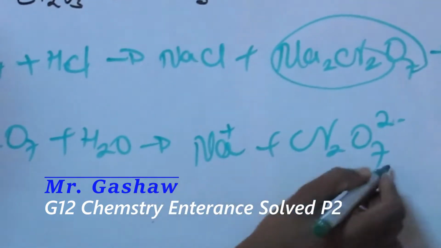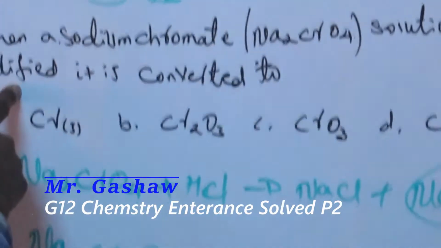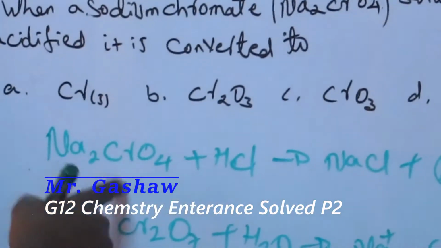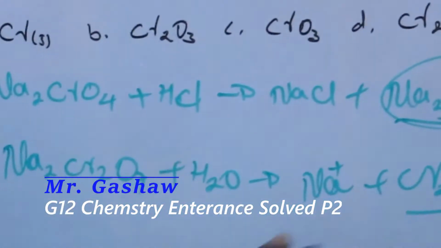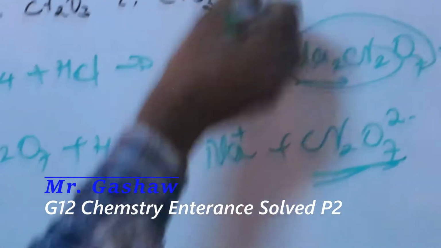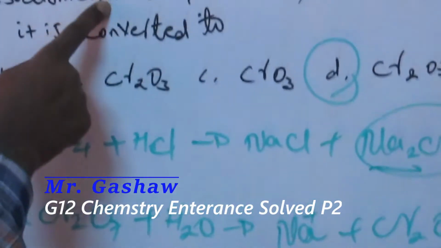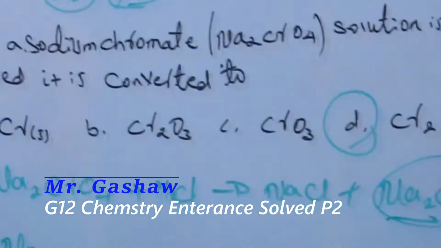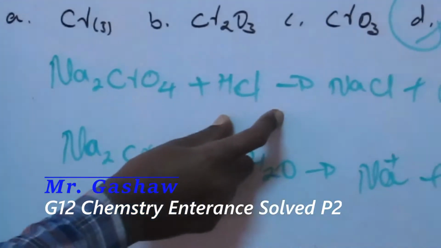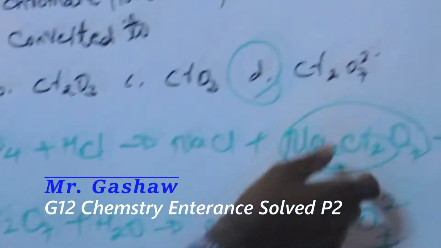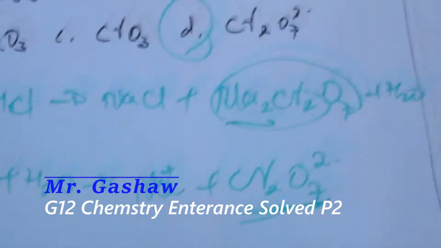So from this one, when sodium chromate solutions are acidified, they are converted into these compounds. These compounds are dissolved in water to produce these ions. So your answer becomes what? The acidified form of sodium chromate is what? Chromate ions. That means first you should react with acids to produce these compounds, and these compounds dissociate in water to produce chromate ions.